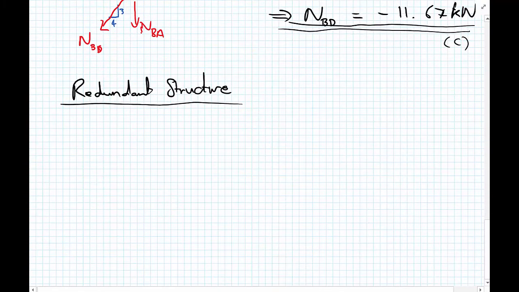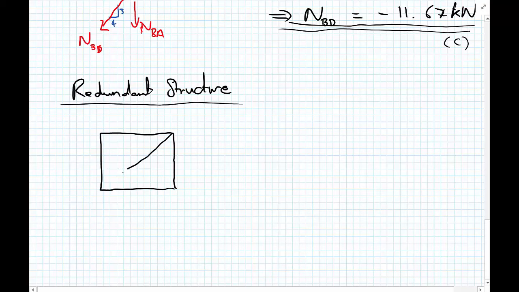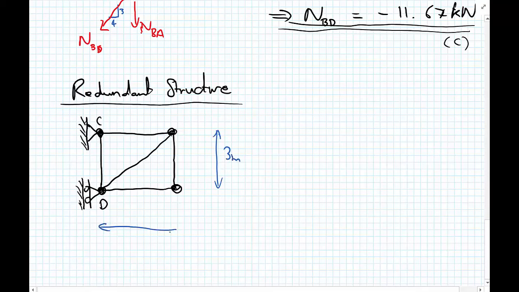So let's remind ourselves what we have as the redundant structure. We have exactly the same geometry as the primary structure. We have exactly the same support conditions. So at C we had a pin support, and at D we had a vertical roller support. So exactly the same dimensions. So we have 3 meters and we have 4 meters.